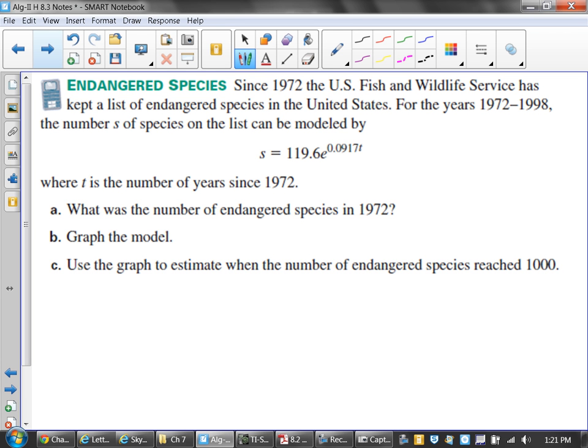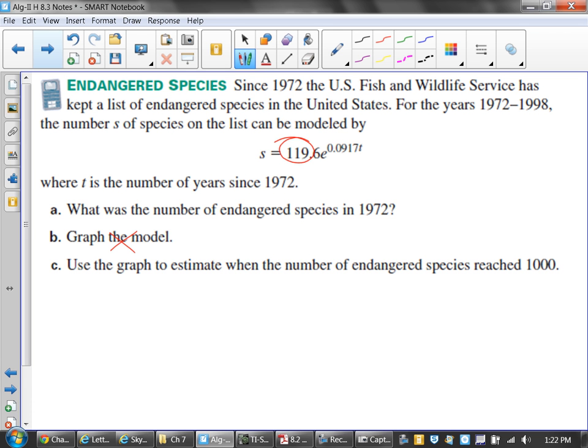Anyway, you could basically say your initial amount is 119 animals, right? I'd say 120. Is this going to be a growth or a decay? Why? The R value is positive. Okay. So again, the initial amount is 119 animals. I'm not going to graph it because that's just nasty to try to graph that out.